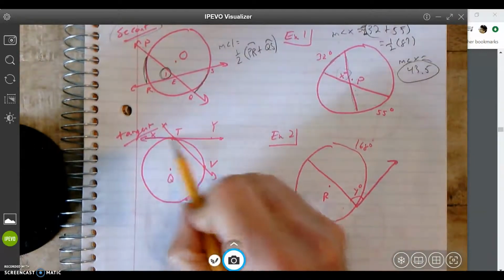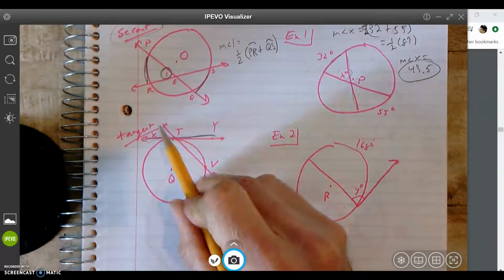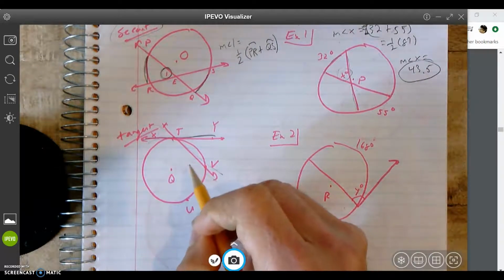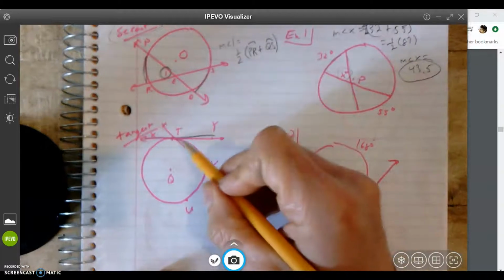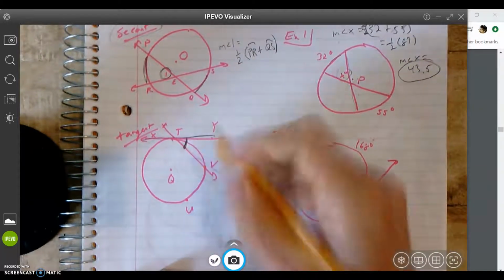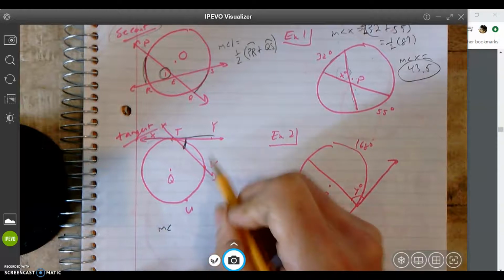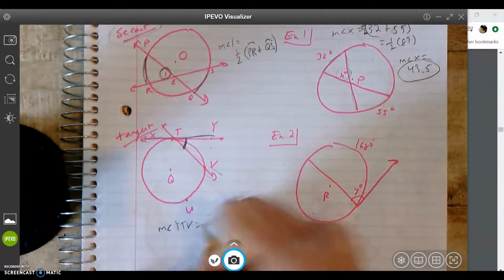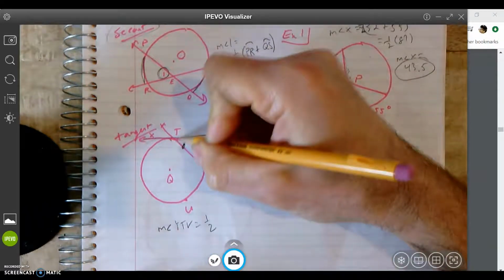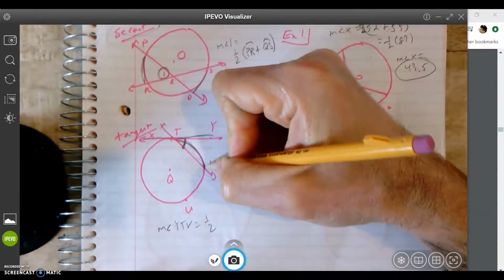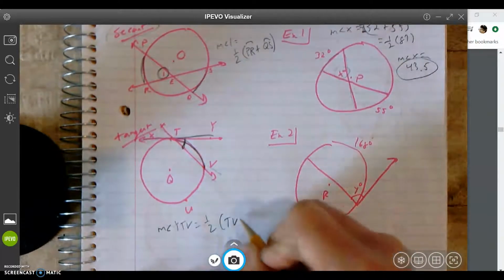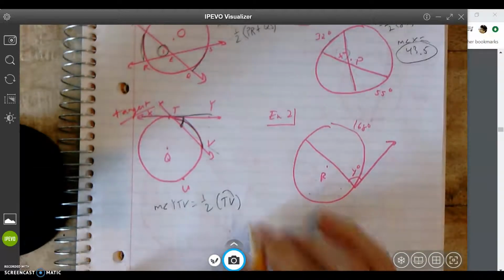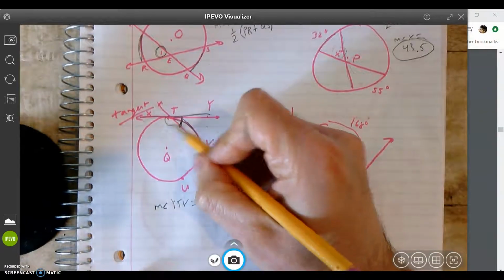We got a tangent line here. A tangent line touches the circle at one point, and then we got a secant line right here. So this is what matters. This angle here, the measure of angle YTV, is going to be 1/2 this arc right here. 1/2 this arc, 1/2 arc TV. Boom.